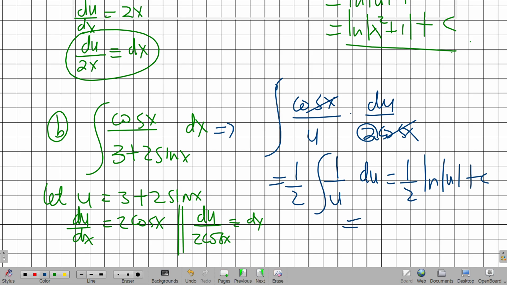But remember, your u has been defined in terms of x, which is 3 plus 2 sine x. See? All right, this is a much easier way of integrating using substitution.